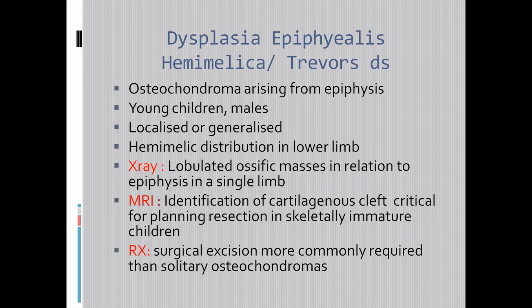So, in the typical metaphyseal osteochondroma, we have continuity of the bone into the lesion. However, in epiphyseal osteochondroma, we generally have a cartilaginous cleft between the lesion and the bone. Epiphyseal osteochondromas are more commonly symptomatic. They present with pain, growth abnormalities, gait abnormality, and so surgical excision is also more commonly required than solitary osteochondromas.